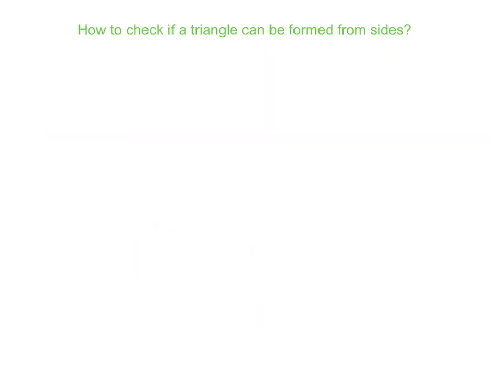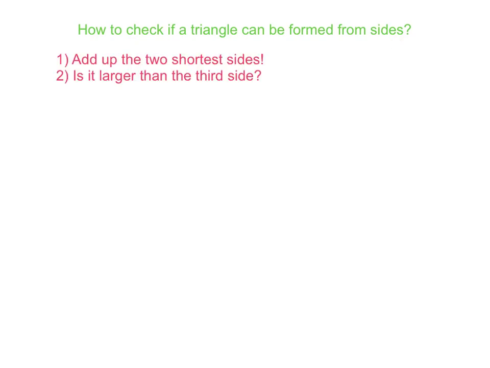So the question is, how can I check if a triangle can be formed from any given side lengths without having to look at a picture or anything? All we have to do is look at some numbers. It's actually a really simple process. You just add up the two shortest sides and you say, is it larger than the third side? If yes, then a triangle can form, and if no, no triangle can be formed.